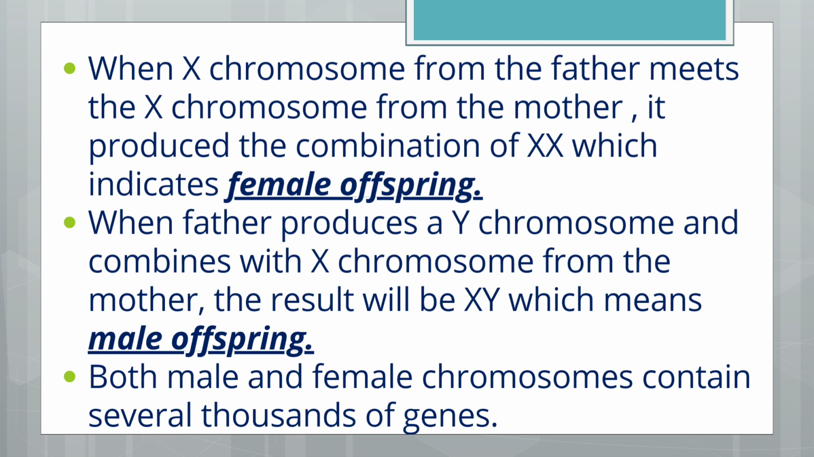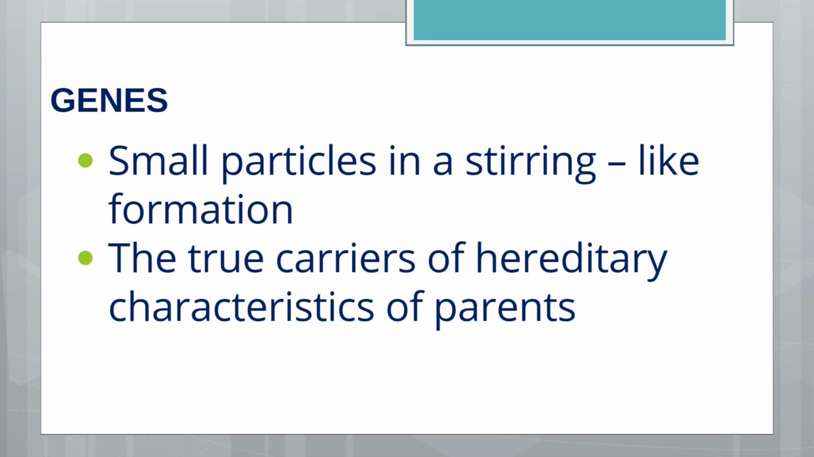So both male and female chromosomes contain several thousands of genes. So what is a gene? Genes are small particles in a string-like formation, the true carriers of hereditary characteristics of the parents. So that's what they say, that if you have beautiful eyes, it came from your parents or your grandmothers or grandfathers. That is based on your genes. So this is the true carrier of hereditary characteristics.